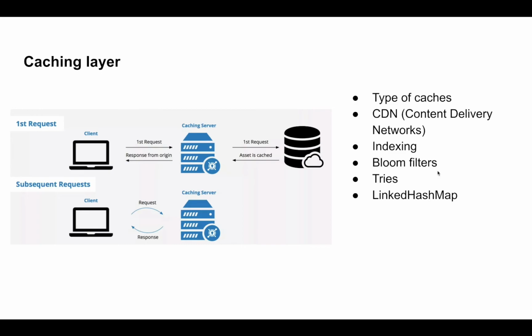Last but not the least, we have the caching layer. This layer includes the caching techniques that increase the throughput and performance of our system. And the topics that are covered here are the various kinds of caches, content delivery networks, indexing, and certain special data structures that can be used effectively in this layer, which include Bloom filters, tries, linked hash maps, etc. So that's pretty much it.